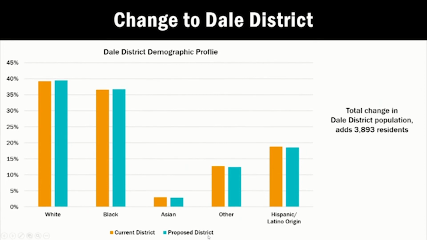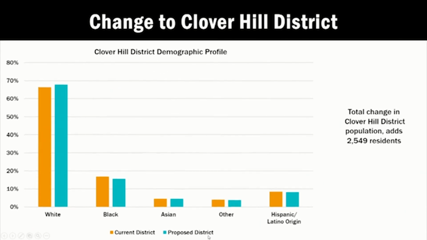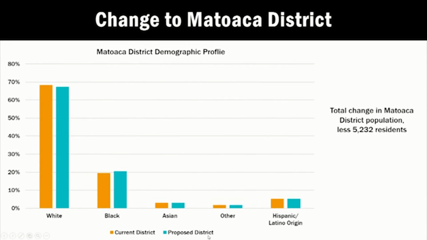For the change to the Dale District, if you look at the bar chart, you're looking at various racial and cultural populations, the change between 2000 and what this proposal would do. I'll run through Dale and Clover Hill. If you look at the top of the bars, there's virtually no appreciable change in the percentages within any of the racial or cultural categories. That basically addresses the whole idea of dilution or packing of racial populations.